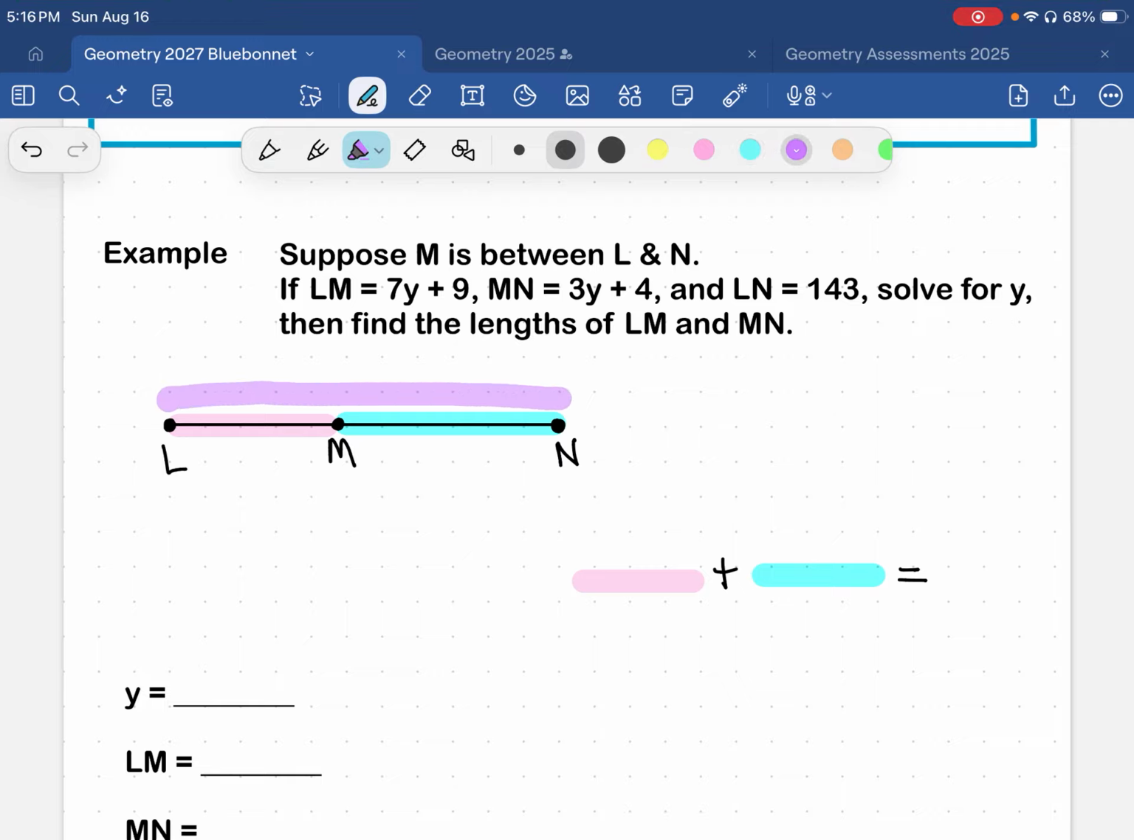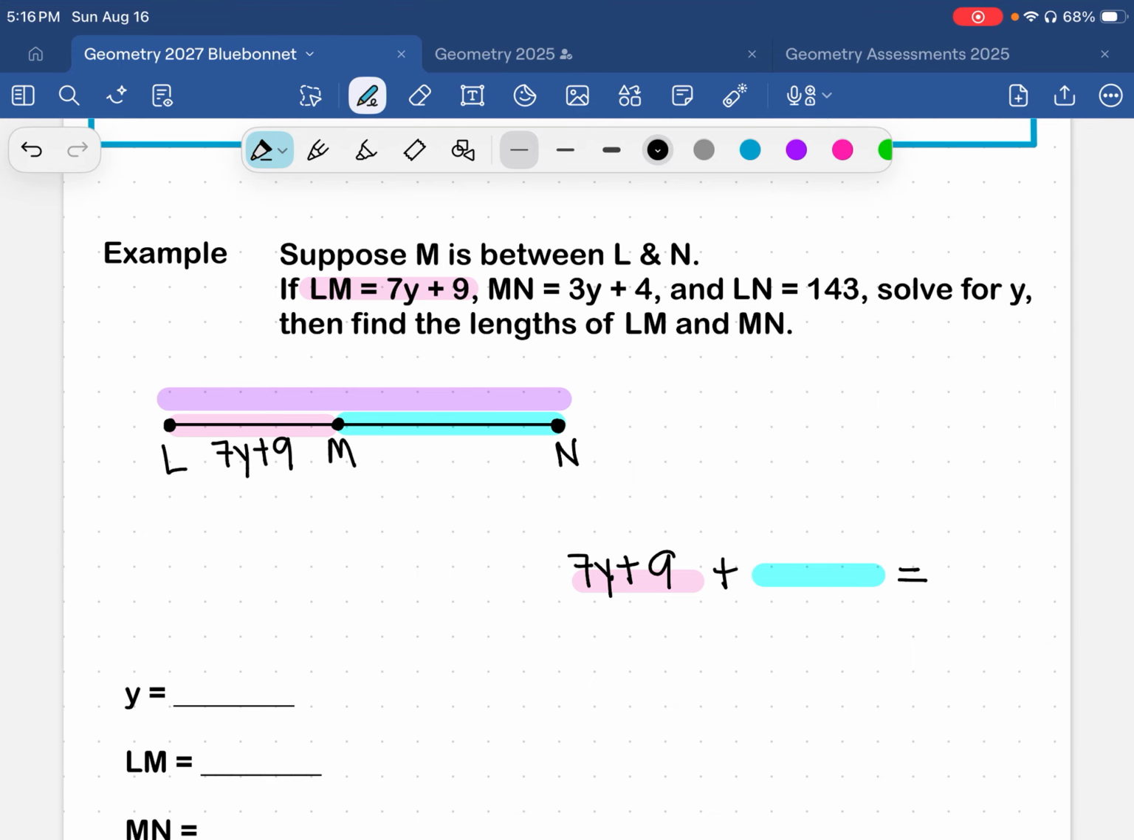Notice my first piece, I highlighted LM. I can come right here, LM, and put it right here into my pink highlight, or I could put it right here into my picture, whichever works best for you. Sometimes you see it in the picture instead of a sentence. My next one is MN. If I look at my picture, I highlighted that in blue. So I could add the 3y plus 4 here, or I could add it to my picture between the letters M and N.